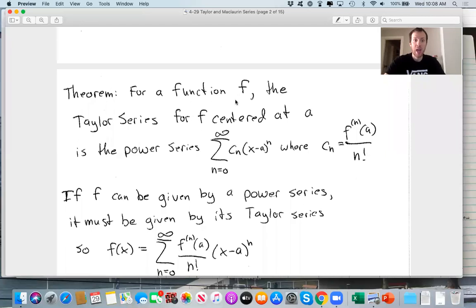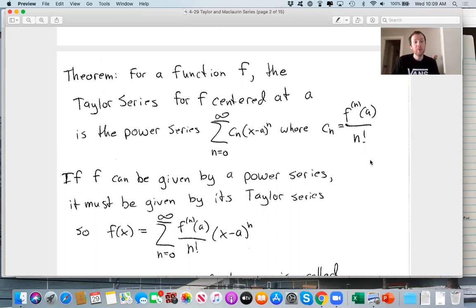So for a function f, the Taylor series for that function centered at a is the power series where the coefficients are these expressions that we found: the nth derivative of your function at the center point a divided by n factorial.